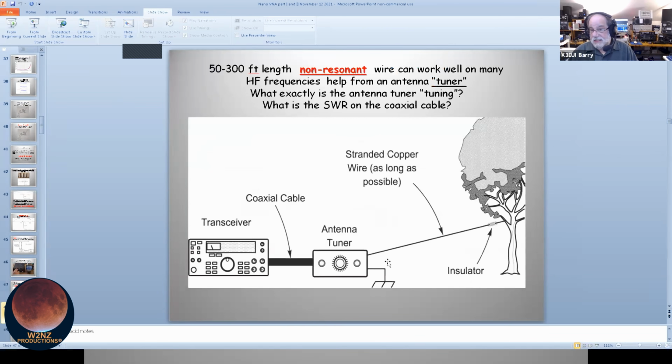Here's a really simple antenna. Just throw 100 feet of wire into a tree, feed it against ground. 10 through 80 meters, this often works. Depends on your ground, doesn't it?